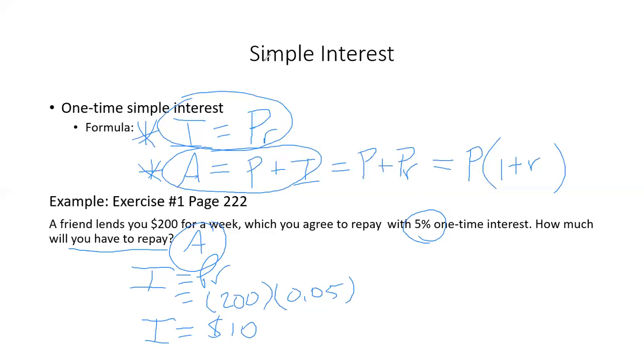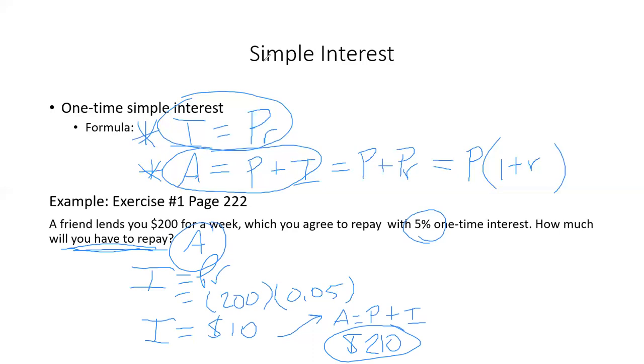This would be our final answer if it was asking how much do you have to pay in interest. But since it's asking how much we will have to repay, we need to take that $10 and add it to what we borrowed. So we're paying an extra $10. So A is principal plus interest, or 200 plus 10. That's how much we're actually going to have to pay our friend back. A friend who charges you interest is a questionable friend, but I understand. It's just for example purposes here.